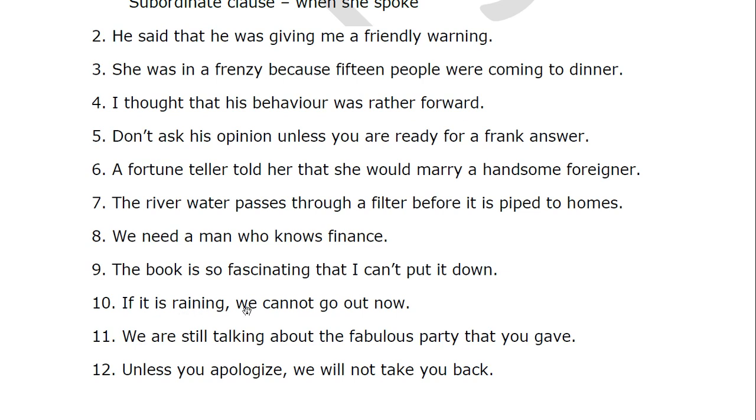If it is raining, we cannot go out now. We are still talking about the fabulous party that you gave. Unless you apologize, we will not take you back. So here, first thing, look out for all your subordinators. Unless, yes, and remember, it is not necessary that your sentence starts with the main clause. So your main clause could be here or here. Whatever is after the subordinator is always your subordinate clause. Clear? Okay, so I hope you are able to do it.